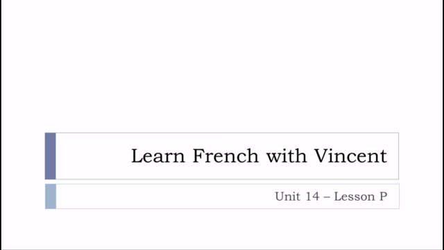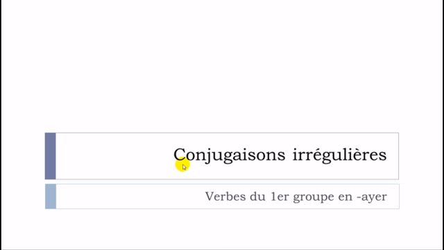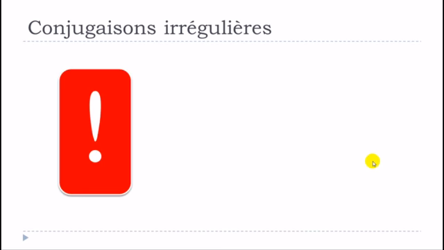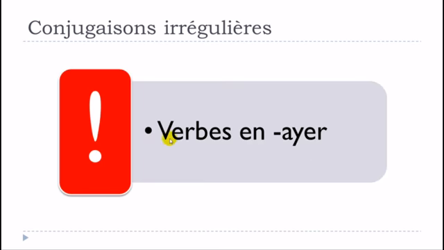Bonjour à tous and welcome to Learn French with Vincent. This is Unité 14, leçon P. And in this lesson, we'll work together on les conjugaisons irrégulières, and then we'll focus on les verbes en A, Y, E, R. Okay, so the verbs that end with A, Y, E, R.